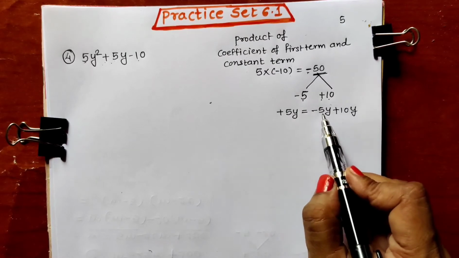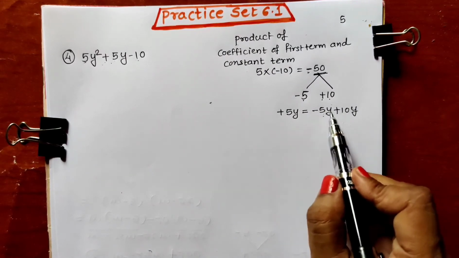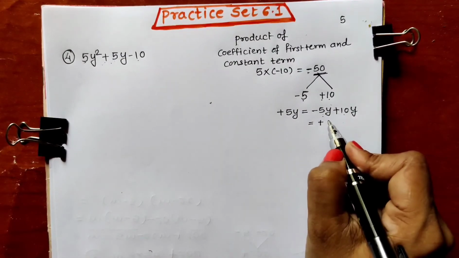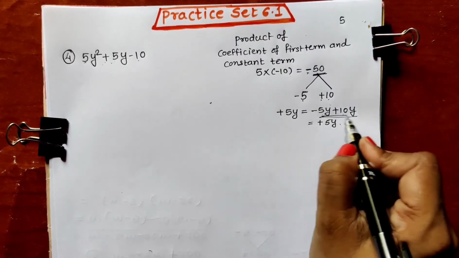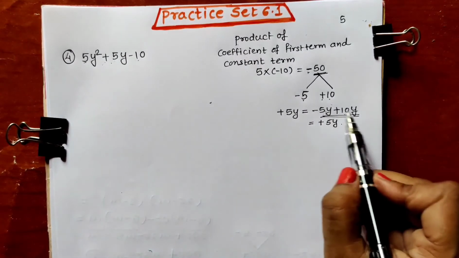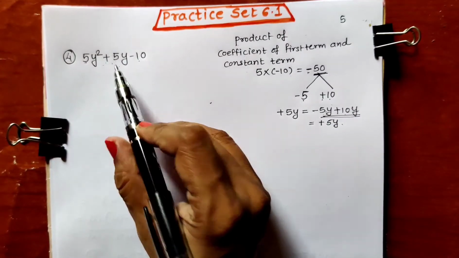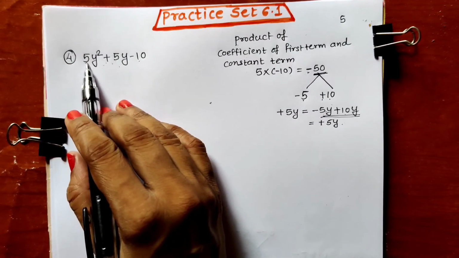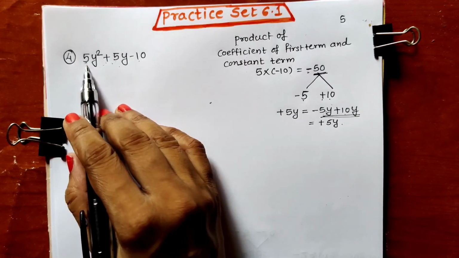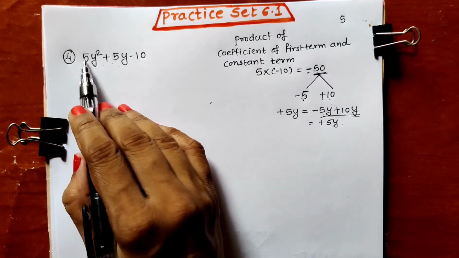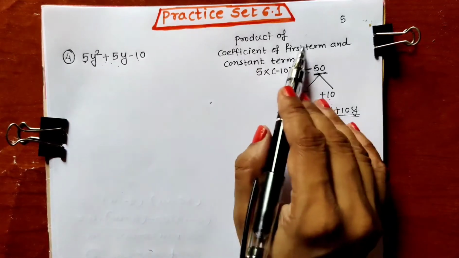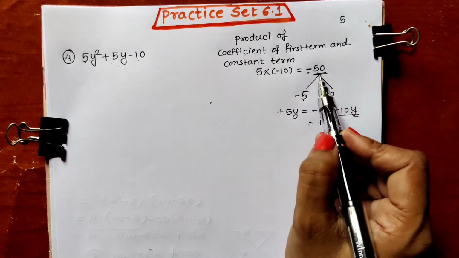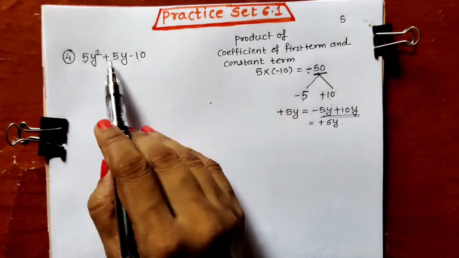Plus 5y is equal to minus 5y plus 10y. We all know plus minus will become minus, sign of bigger number. Bigger number sign is plus and 10y minus 5y will be plus 5y. So in this way when we split the middle term into two terms, the answer of those two terms should be the middle term. We all know that. So always keep this in mind. When the first term coefficient is greater than 1, we have to find out the factors of product of coefficient of first term and constant term. And if it is having sign minus, then we will find out two factors whose subtraction should be the coefficient of middle term.